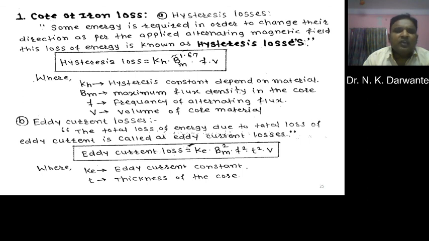Then eddy current loss also we can find. The total loss of energy due to eddy current is called eddy current loss, and you can find it by using Ke multiplied by Bm square into f square into t square into V, where Ke is the eddy current constant, Bm square, as we have seen, is the maximum flux density in the core, f is the frequency of alternating flux, t is the thickness of the core, and V is the volume of core material. Okay. Now while manufacturing or while selecting the transformer, we always keep in mind that these losses should be as minimum as possible.